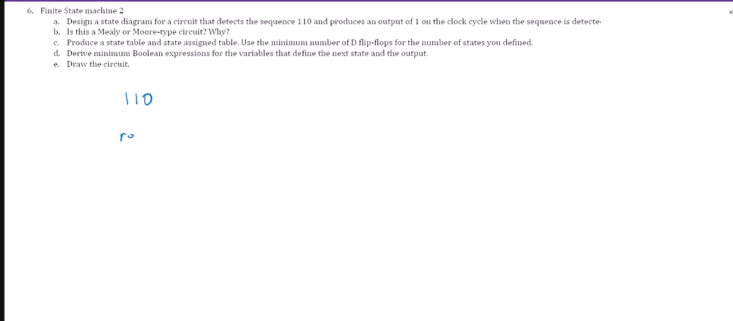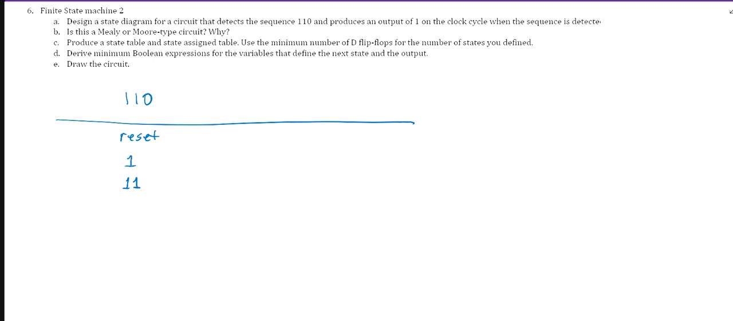Well, first we would have the reset stage, and that's where you haven't made any progress towards your sequence. Then you have the stage where you have a single 1, and then you have 1, 1, and that's going to be all the states that we need, because if I have 1, 1 and I get a 0, then that detects the sequence that I want. So those are the only states I'm going to need.